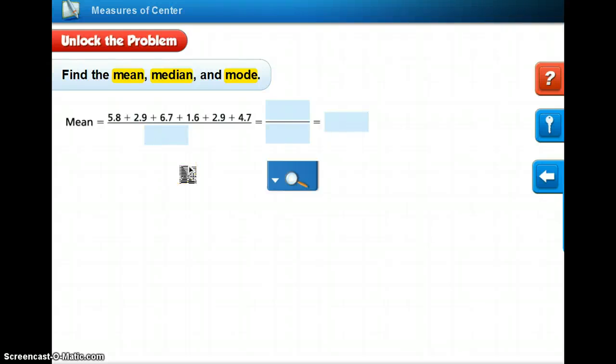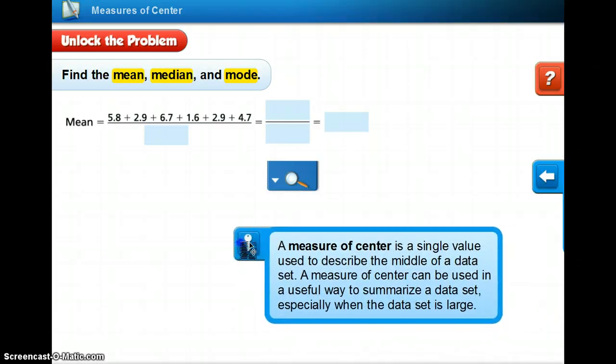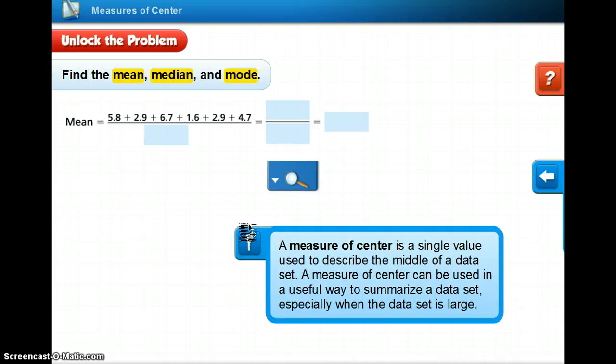In this lesson, we're going to talk about measures of center. A measure of center is a single value used to describe the middle of a data set. It can be used in a useful way to summarize a data set, especially when the data set is large. Make sure you highlight or underline the definition. A measure of center is a single value used to describe the middle of a data set.